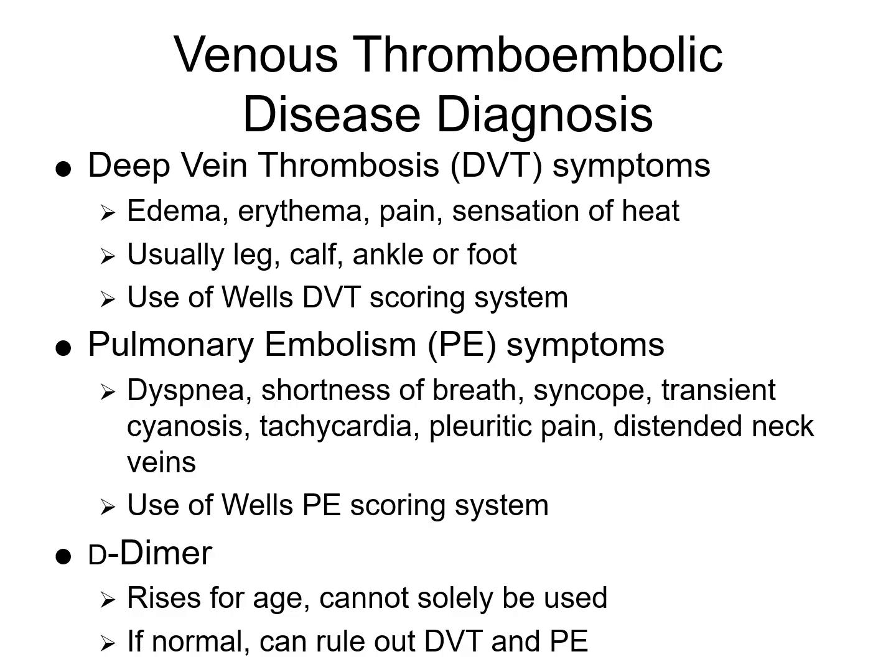But if there is a normal D-dimer level, this effectively will rule out a DVT or PE, pulmonary embolism, in low-risk patients, reducing the need for any imaging studies. Elevated levels will warrant further investigation, but once again, they are not specific for thrombosis.